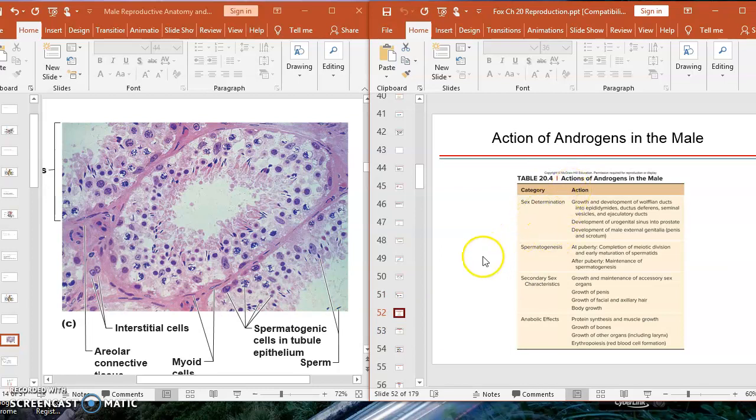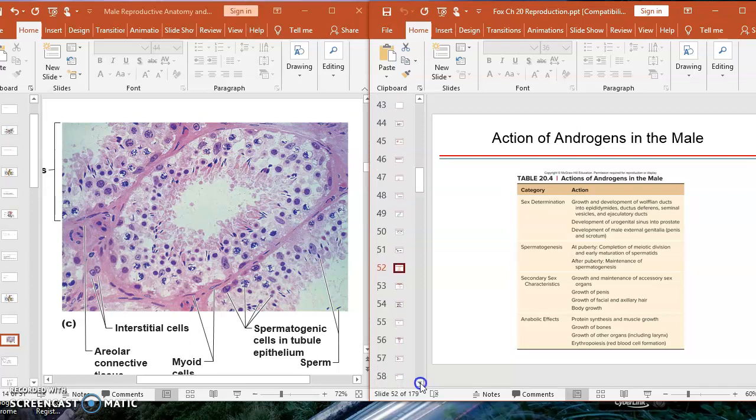Here again is the action of androgens in males, a little short there. Okay, we'll go a little further. Go a little further here.